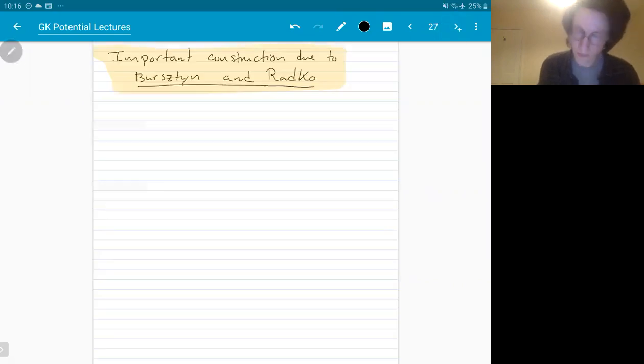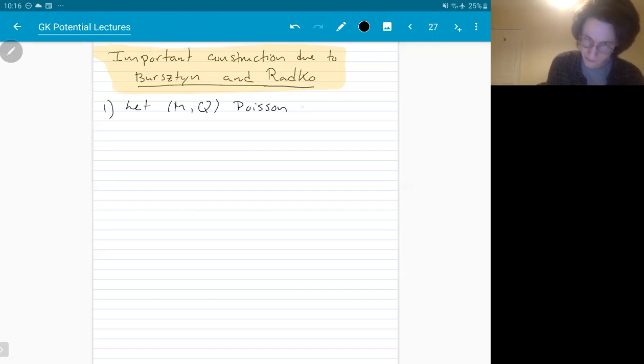The method of construction, the prototypical example, is due to Burson and Radko. Their construction goes in the following way. I just want to describe this construction, and then I'm going to give the result for generalized Kähler structures. If you have a Poisson manifold and you have a closed 2-form, then you can try to define a new Poisson structure.